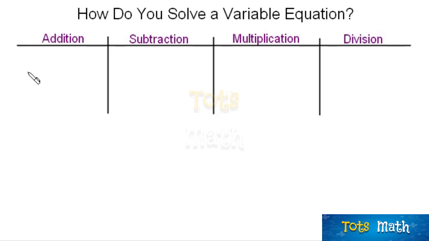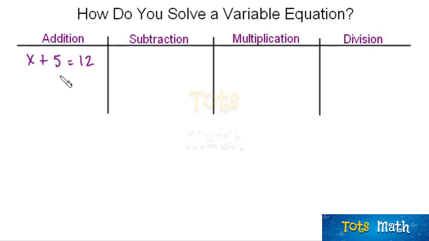So let's say our addition equation was x plus 5 equals 12. Now solving this problem means that I'm finding a value for x that would make this equation true. And to do that, I have to get x all by itself. But right now, I'm adding 5 to x. So I want to take away 5 so that x will be by itself.